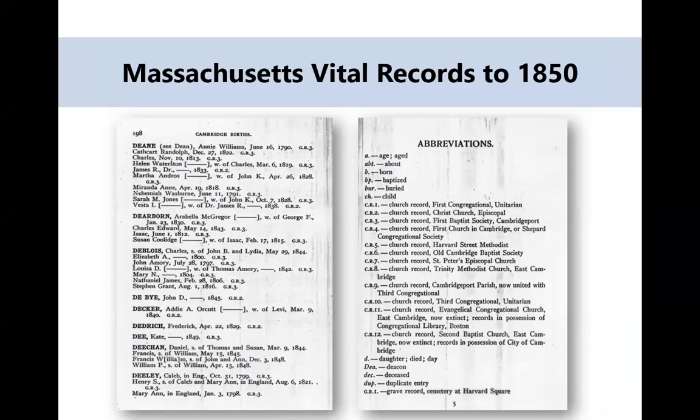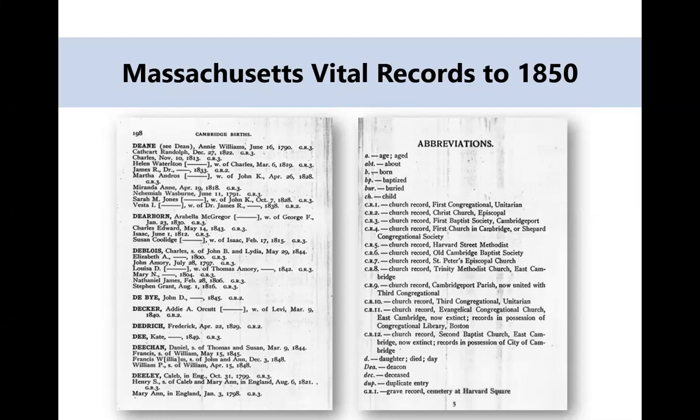This is what a page from the Tan series book looks like. The records are usually arranged by type of record, e.g. birth, marriage, or death, and within type alphabetically. You will also notice that in addition to a fact, such as on this page, Annie William Dean, born on 16 June 1790, you will often see a little abbreviation. And in this case, it's GR3.